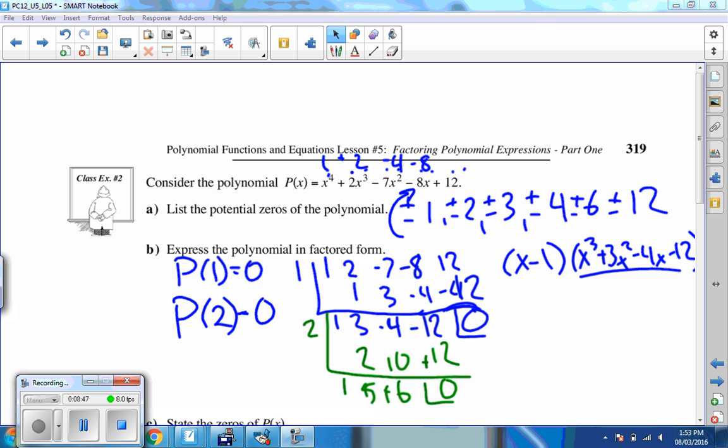Back to this factoring. Sorry, I had to pause you for a second. You probably didn't even know you were paused for like the last 10 minutes, but you were.